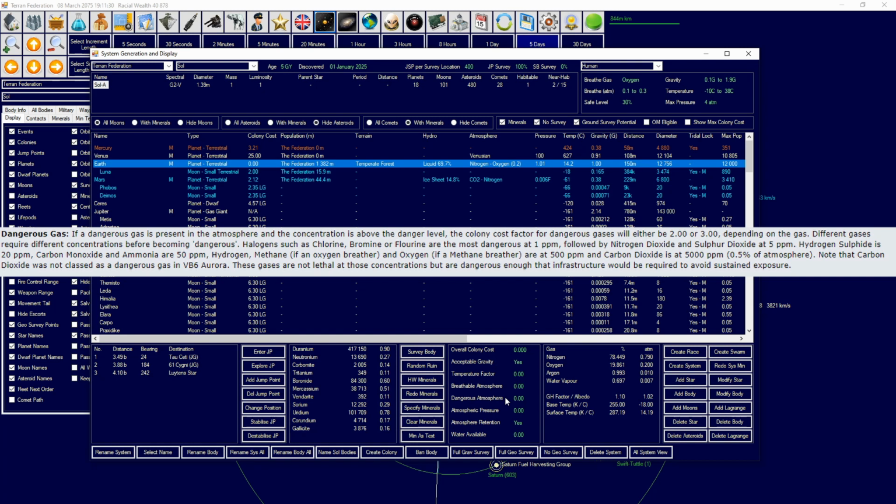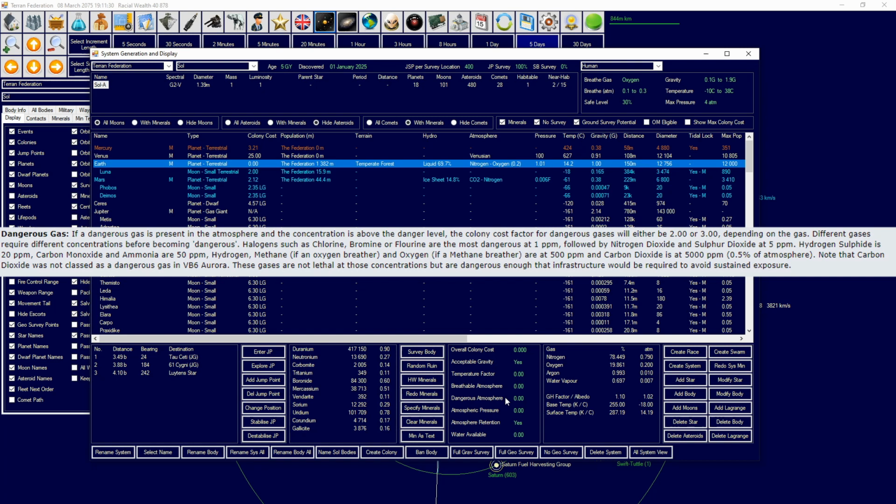Followed by nitrogen dioxide and sulfur dioxide at 5 parts per million. Hydrogen sulfide is 20 parts per million. Carbon monoxide and ammonia are 50 parts per million. Hydrogen, methane, if oxygen breather, and oxygen, if methane breather, are at 500 parts per million. And carbon dioxide is at 5,000 parts per million, or 0.5% of the atmosphere. Note that carbon dioxide was not classed as a dangerous gas in the previous version of Aurora, which was VB6.